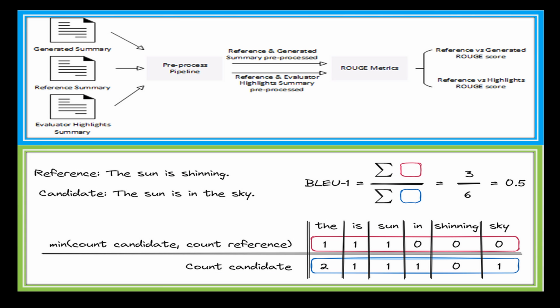Next, we have evaluation metrics, that is ROUGE, BLEU, and Perplexity. Now, these evaluation metrics are the tools used to assess the quality of the large language model when performing a specific task.